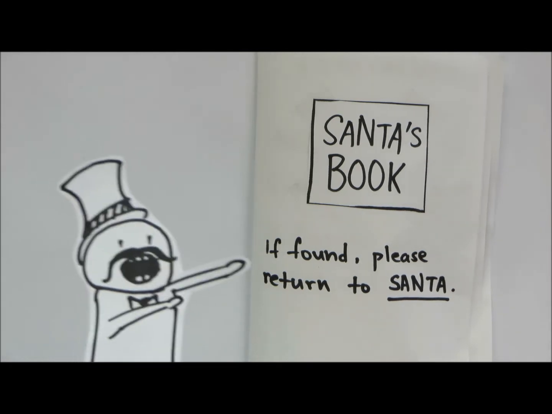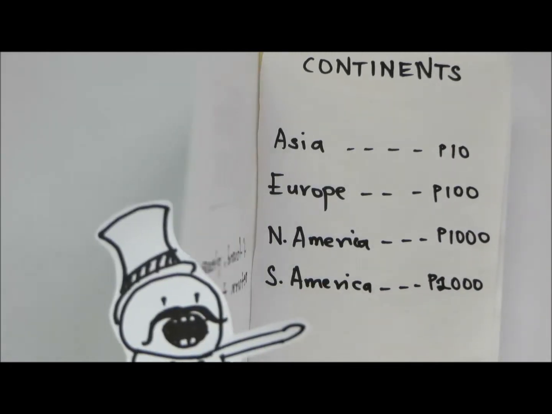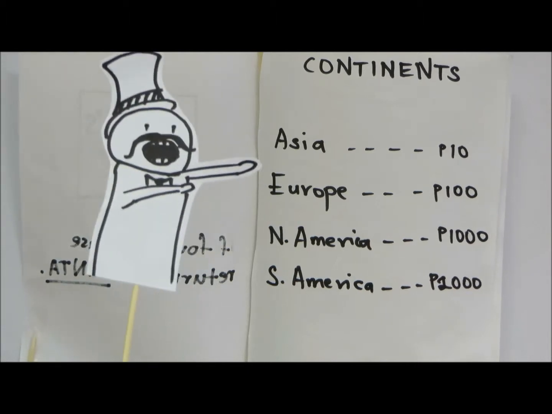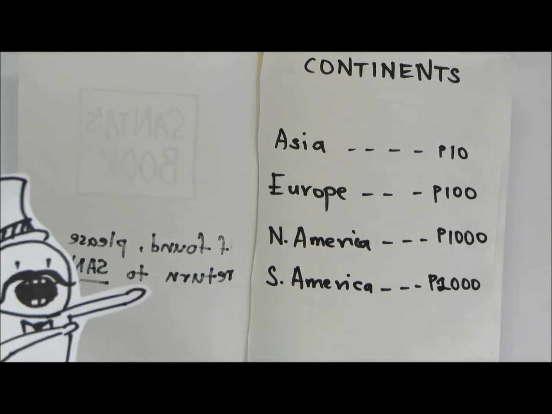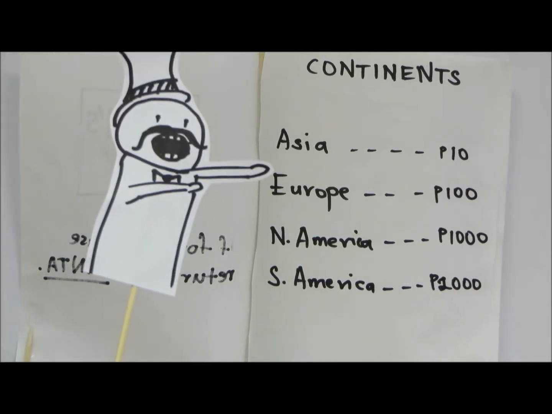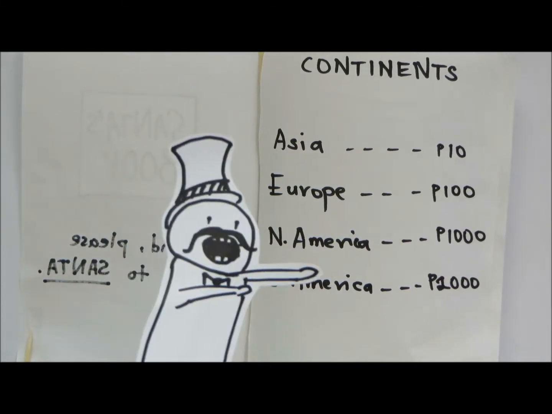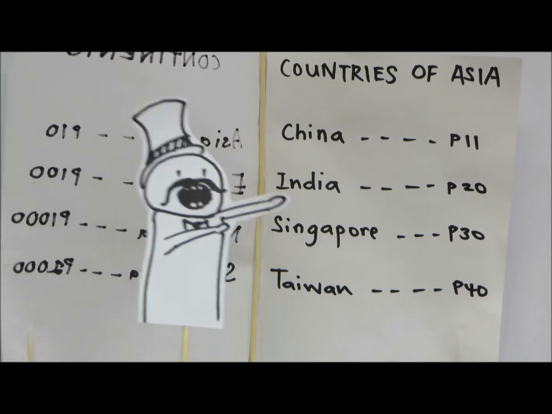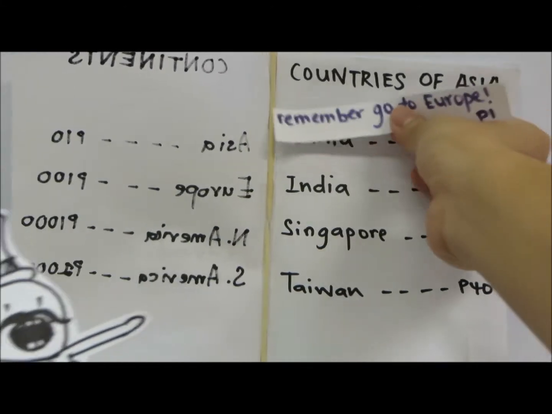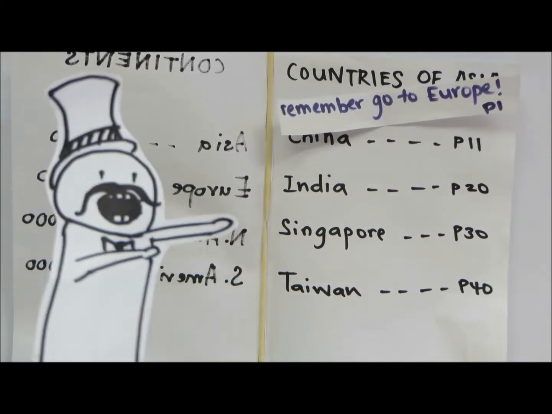So firstly, he has the continents page, which contains all continents in the world. So he will go to Asia first, but he needs to remember to go to Europe next. Therefore, at the countries of Asia page, he puts a note. Remember to go to Europe.